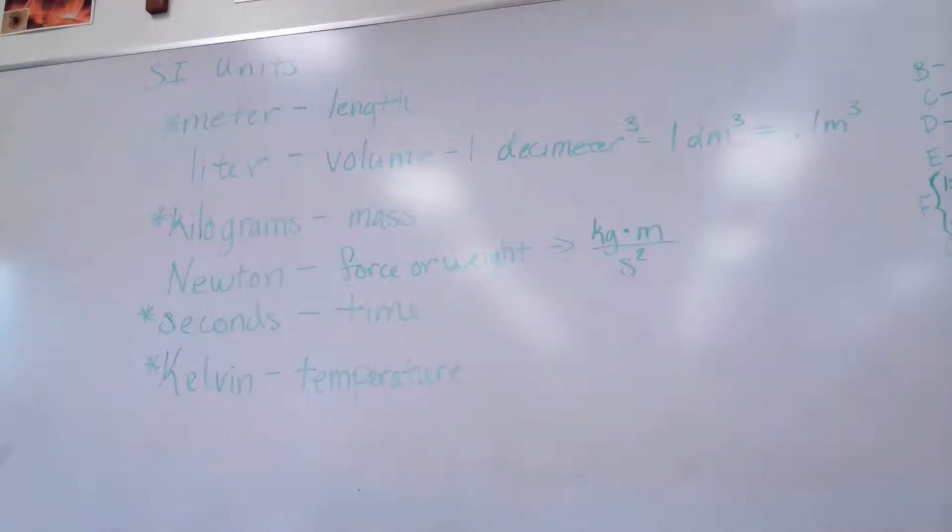The degree size is exactly the same, so converting from Kelvin to Celsius is really easy. All you do is either add or subtract 273. That's all you have to do, okay? So if you start in Celsius, you're going to add 273 to move that 0 point down to 0. So Kelvin should always be a bigger number than Celsius. If you start in Kelvin, you're going to subtract 273.